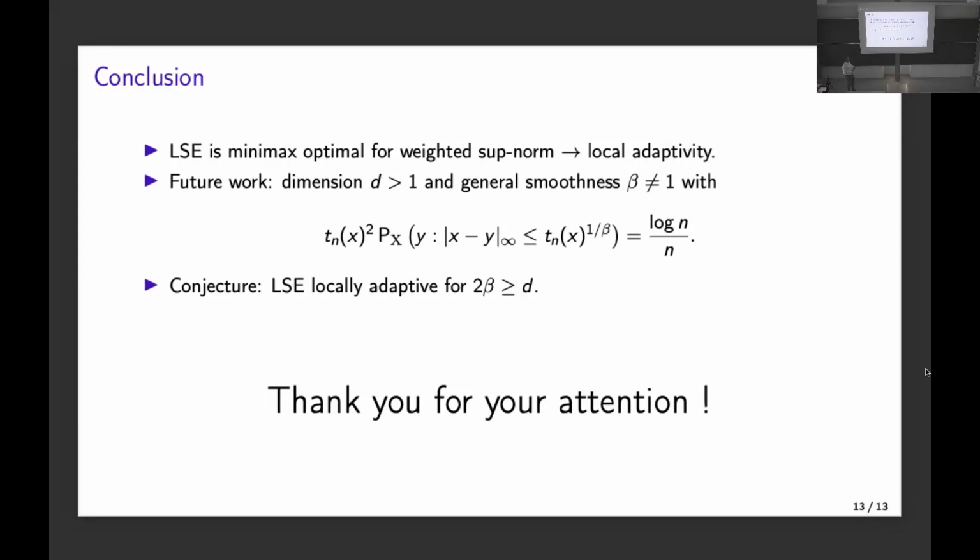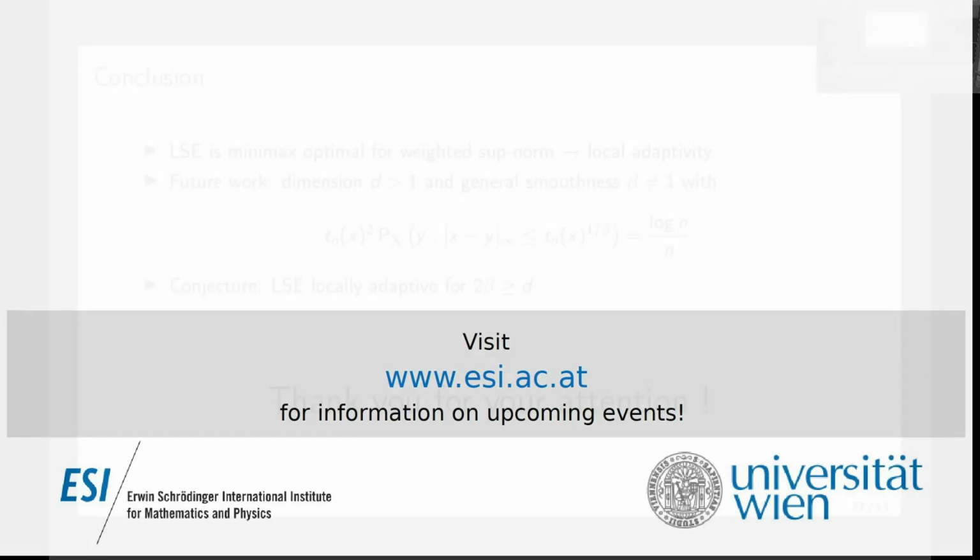For that, we would have to use a generalized definition of the spread function. And our conjecture is that the least square estimator still is locally adaptive in the case where twice the smoothness index is greater than the dimension. I'm done. Thank you for your attention.